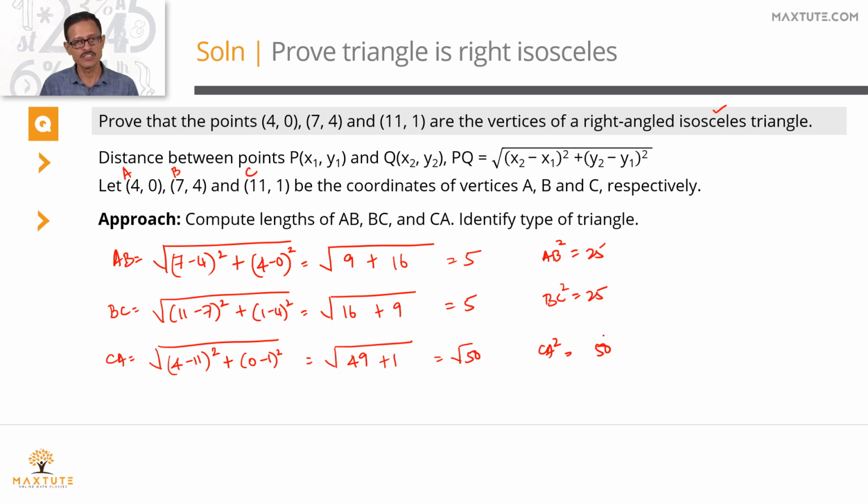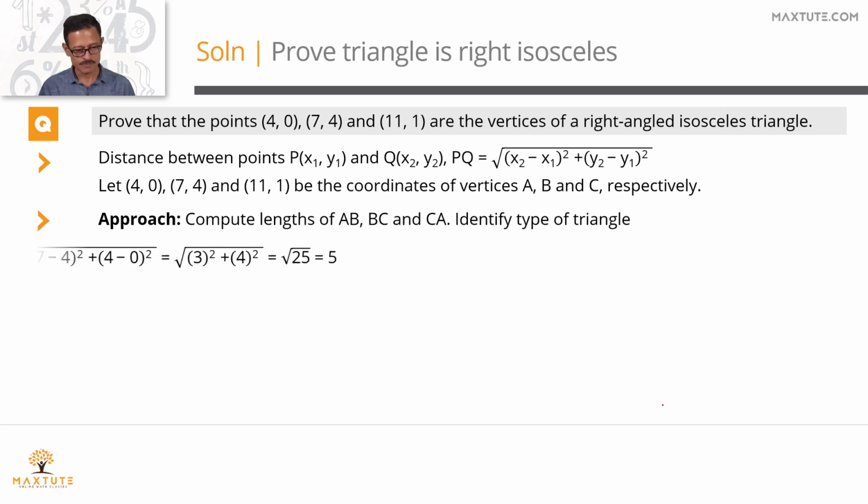Notice this CA square is 50, which is the sum of the squares of the other 2 sides, because AC square, or CA square, is equal to AB square plus BC square. We know that this given triangle is a right triangle. We know it's an isosceles triangle. So it has been proved that it's a right isosceles triangle: 2 sides are equal and the 3 sides satisfy the Pythagoras theorem.